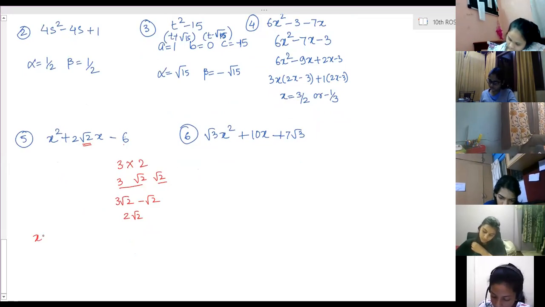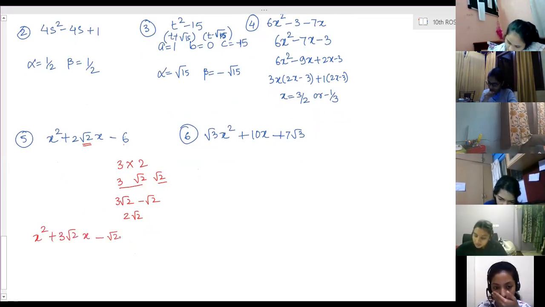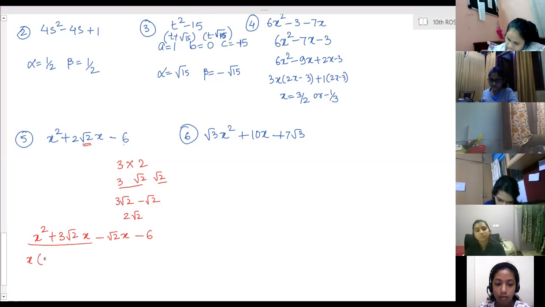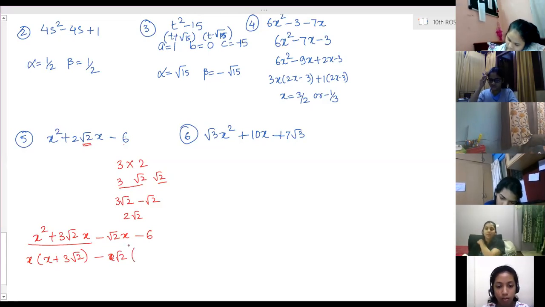So here it will come x square plus 3 root 2x minus root 2x minus 6. Now here we can take x common, into bracket x plus 3 root 2. Now from these two terms, minus we have to take, and that is x, we have to take root 2, sorry. And then it is x. 6 we have written as 3 into root 2.